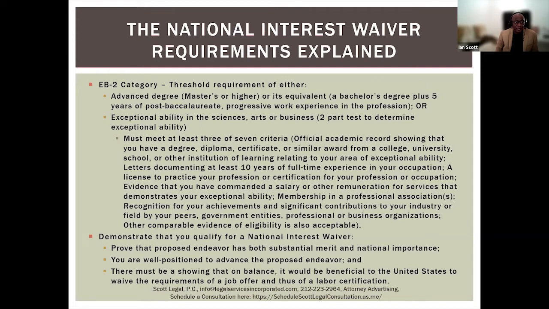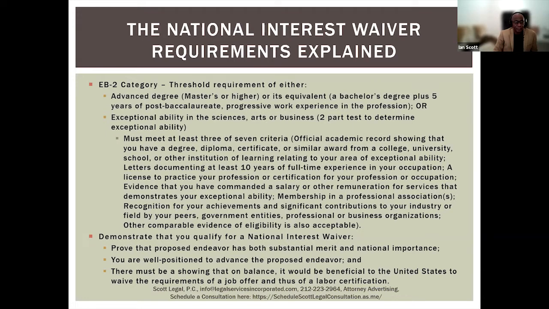and that is you can show that you have exceptional ability in sciences, arts, or business. And it's a test that really determines whether or not you have this exceptional ability. And really what you have to do is meet the criteria listed below. I'm not going to go through all of the 7 criteria, but they are listed there. And if you meet 3 of those, then instead of qualifying under advanced degree or its equivalent, you can qualify under exceptional ability.